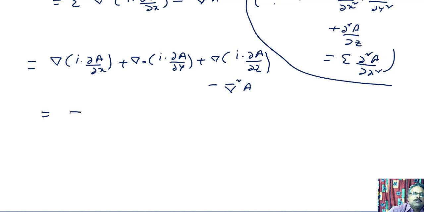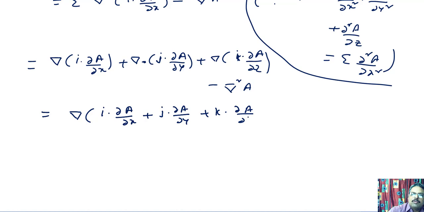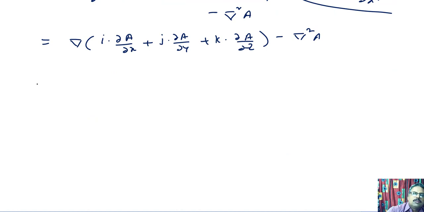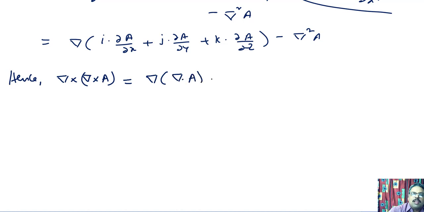Del is the common term. Del of I dot dou A by dou x plus, this is J, this is K, replace I by J, J dot dou A by dou y plus K dot dou A by dou z, minus del square A. Now this is simply the conclusion: curl of curl A equals del of the inside term, which is del dot A, minus del square A.